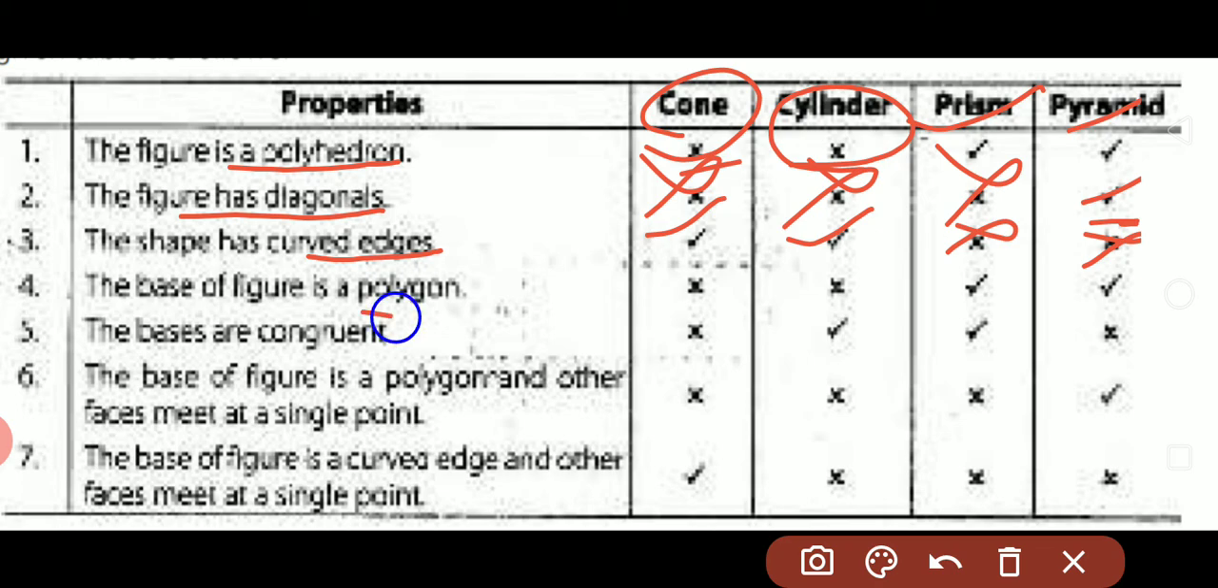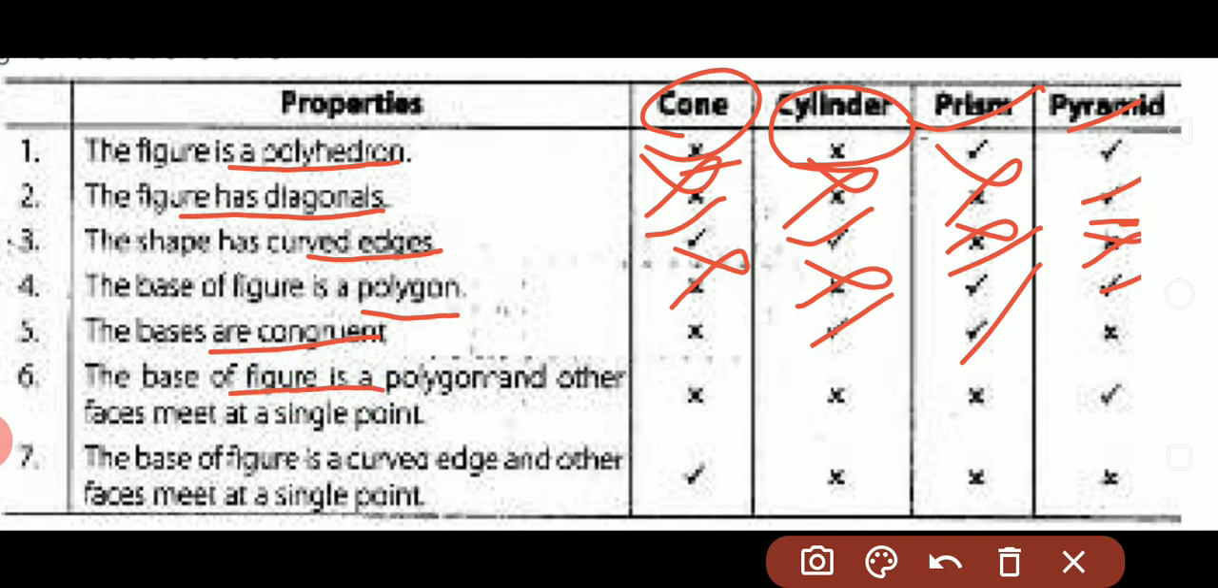Base of the figure is a polygon. So cone is not a polyhedron. Cone is not even a polygon, because it is not made up of straight lines, so it does not have a polygon as the base. Cylinder also does not, but prism and pyramid, triangular prism, a square prism or a pyramid, in every category have polygons as the base. Bases are congruent figures in the prism and cylinder. Cylinder also has the same circles of the same radius at the top and bottom.